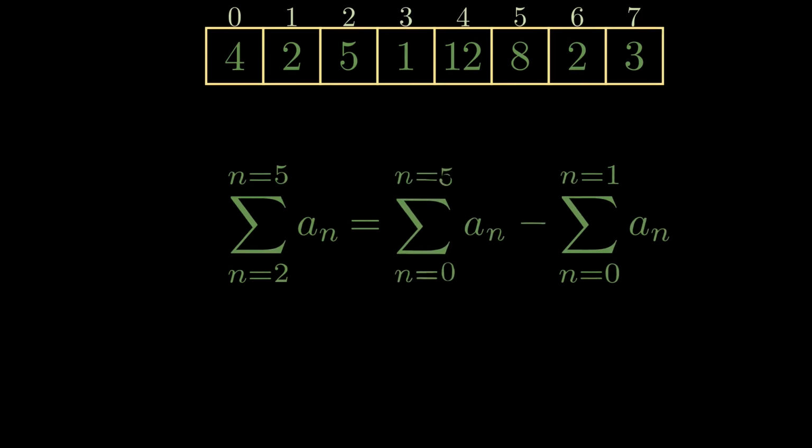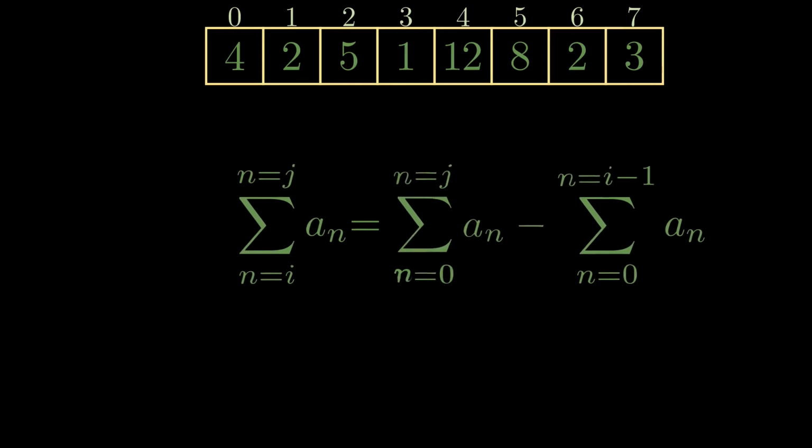And in actuality, there is nothing special with the example we picked. We could apply this breakdown to any value of i and j. So the sum of values between i and j will be equal to the sum of values between 0 and j minus the sum of values between 0 and i minus 1.